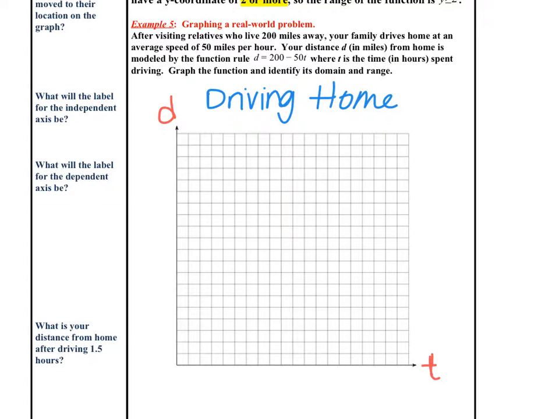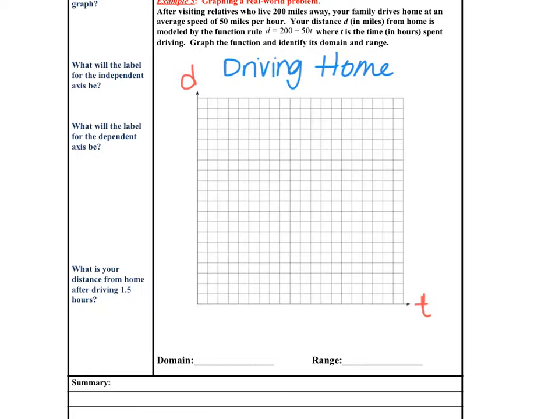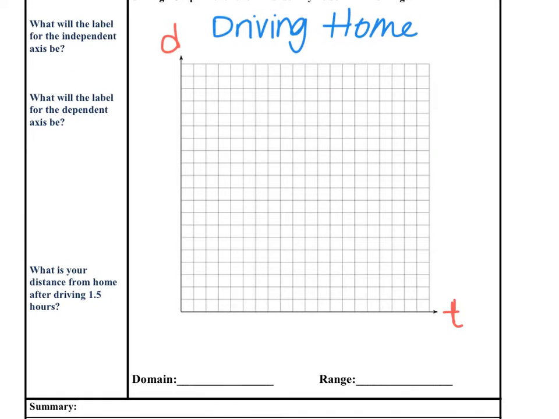T is for time, so down here on the x-axis, or the t-axis, you need to label that it stands for time. Make sure you leave room because we got to label it with numbers. Time in what unit? In hours. Hours. So be specific. Time in hours. And on the y-axis, you have distance. Distance in what unit? Miles. Miles.